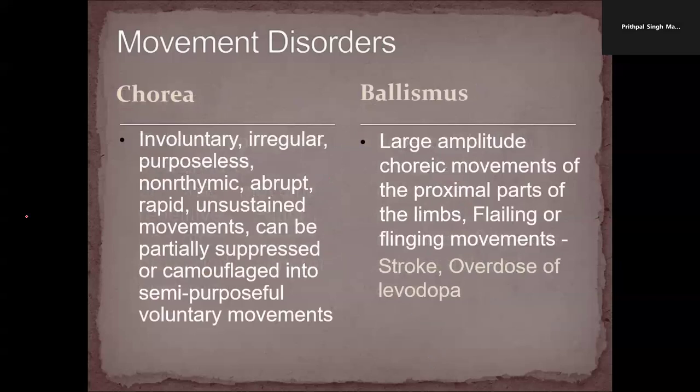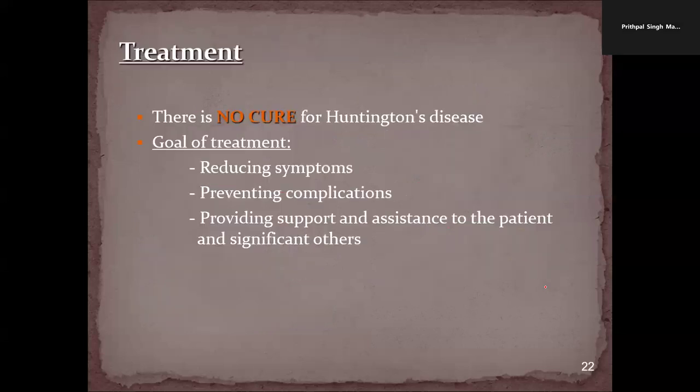There are a few more movement disorders such as chorea and ballismus. Chorea is involuntary, irregular, purposeless, non-rhythmic, abrupt, rapid, unsustained movements that can be partially suppressed or incorporated into semi-purposeful or voluntary movement. Whereas ballismus is large amplitude movement of proximal parts, flinging movements, which occur with overdose of levodopa. The treatment: there is no cure for Parkinson's disease.